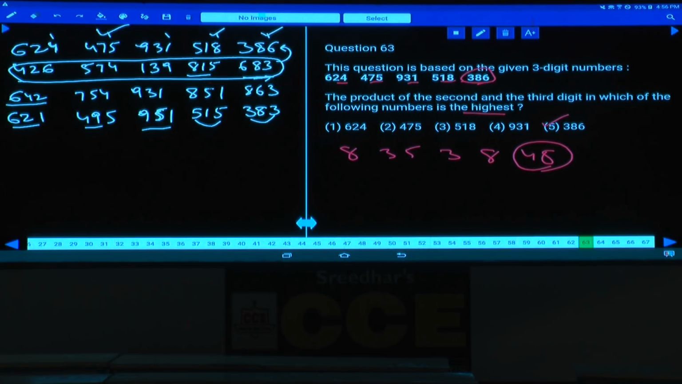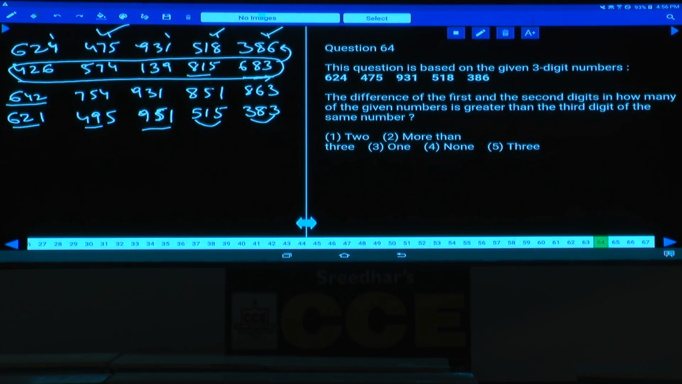63, choice 5. Then question number 64. The difference of the first and the second digits in how many of the given numbers is greater than the third digit? Now here the difference between 6 and 2 is 4 and the third digit is also 4, hence it is not greater than the third digit. Now the difference between 7 and 4 is 3. Now this 3 is lesser than the third digit, so this also cannot be your answer. 9 and 3 is 6, this 6 is greater than the third digit 1, hence 931 is one such number.